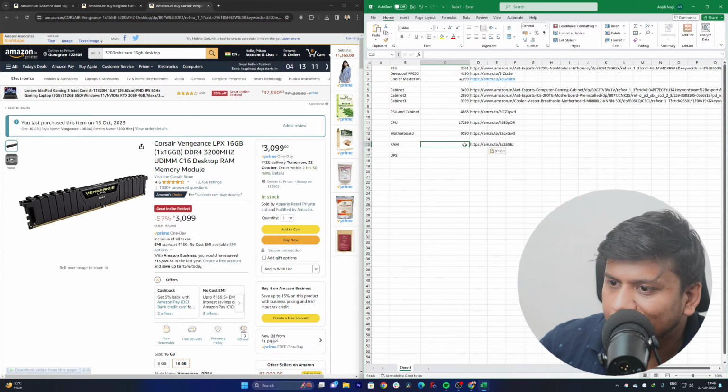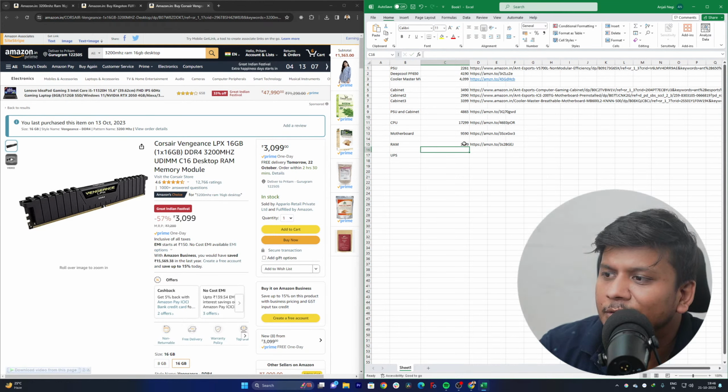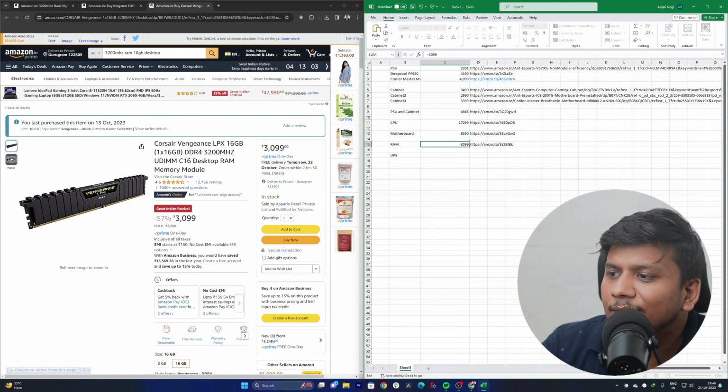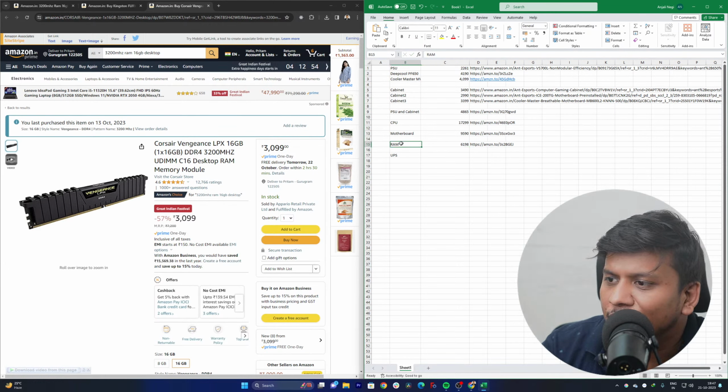In the price here, what we are paying is 3099, which is very decent, I would say, for the kind of RAM that you are getting. And these were the RAMs which were very costly when they were launched in the past. And let's go with two sticks. So we are actually going for 32 gigabytes of RAM.